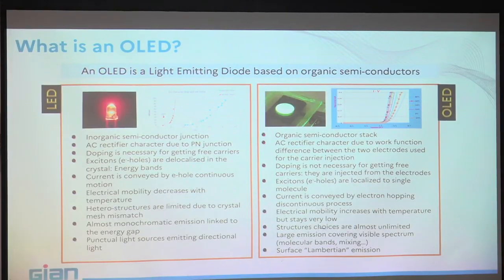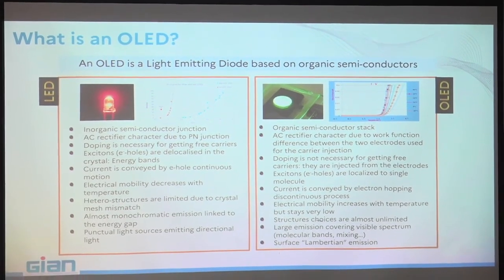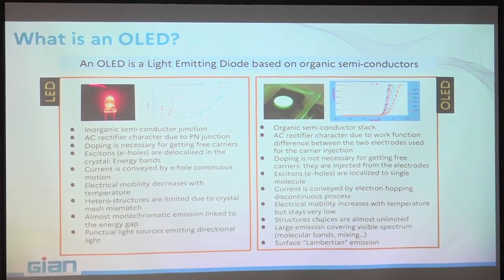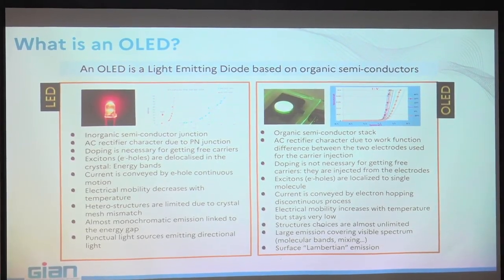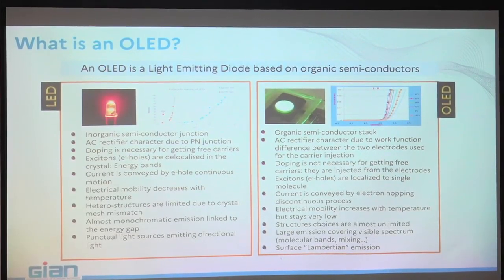In fact, you can tell me plastic is not conducting, it is insulating. This is not always true. Both LEDs and organic LEDs are diodes, PN junctions, with the same characteristic, but organic LEDs have some different behavior that can be very interesting for some kinds of applications.